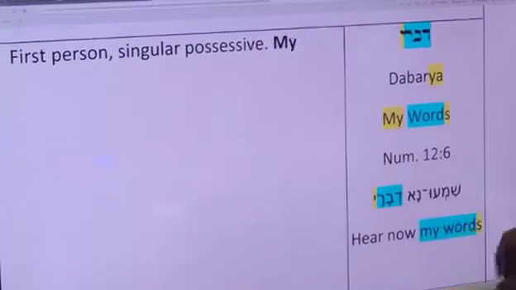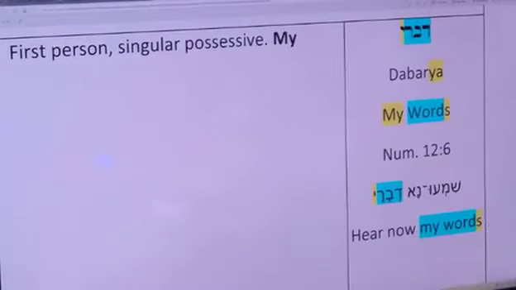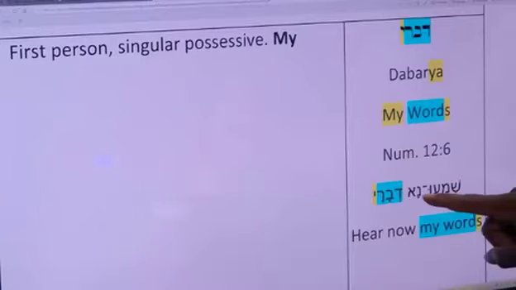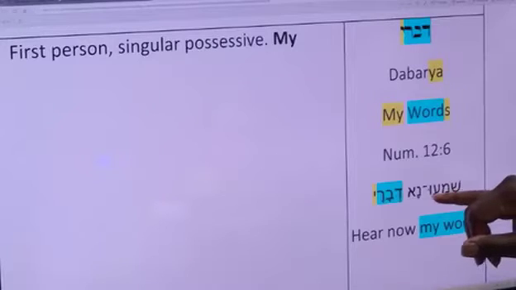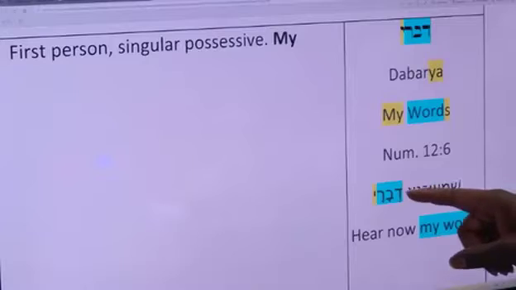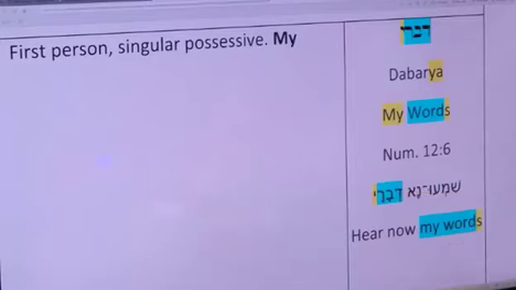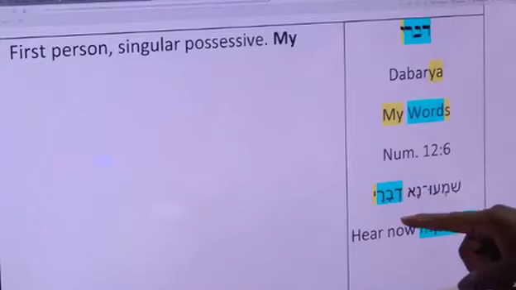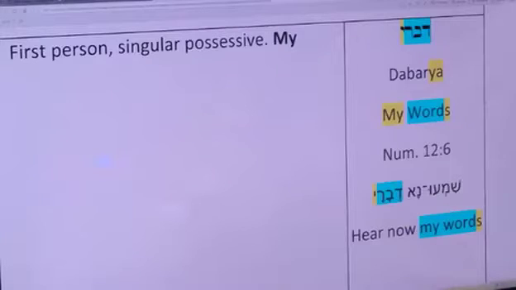We have an example from Numbers 12:6, where it says, "Hear now my words, Shemayawa na dabaria." Here you have the word dabaria, which is translated as my words.